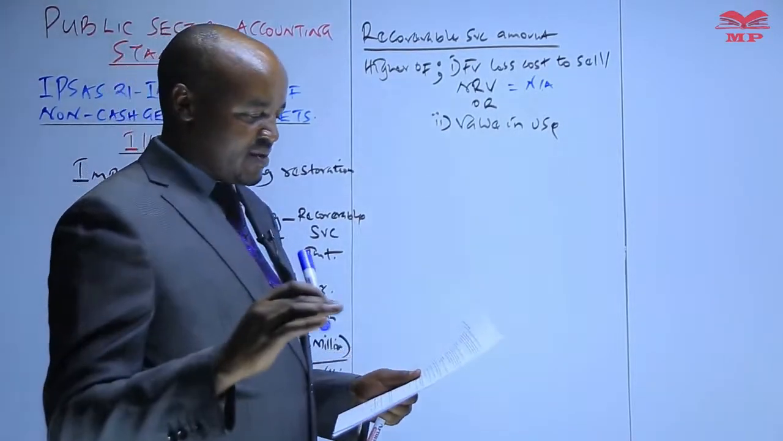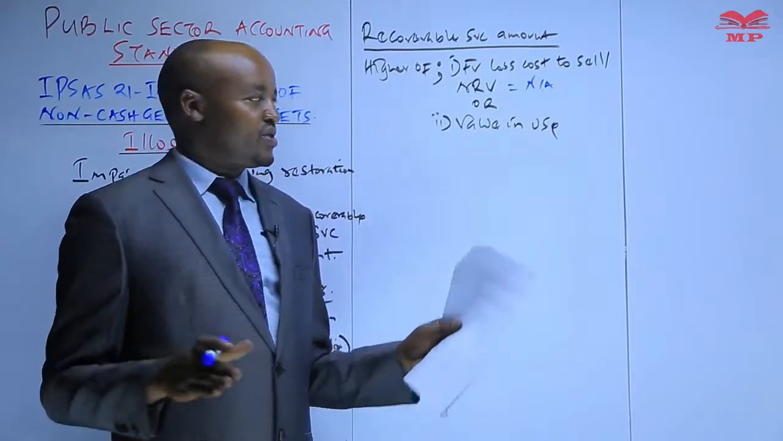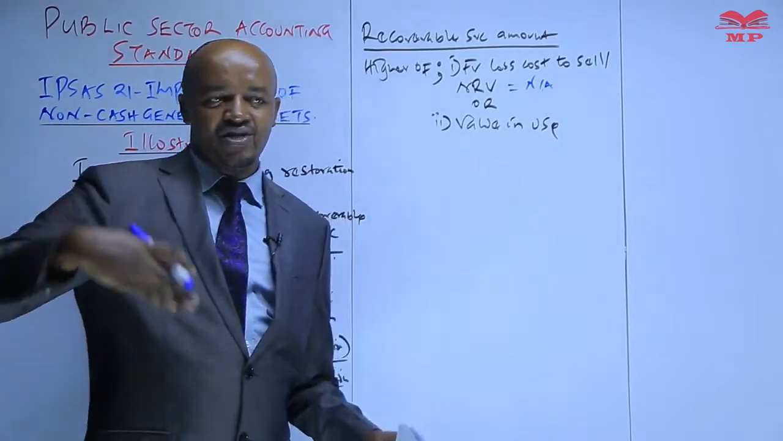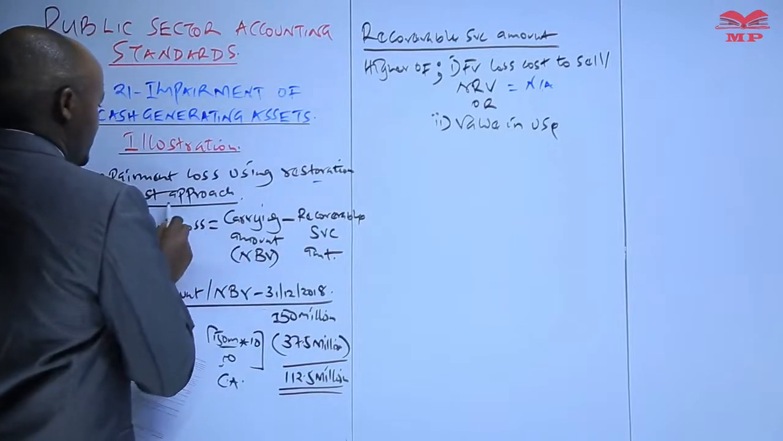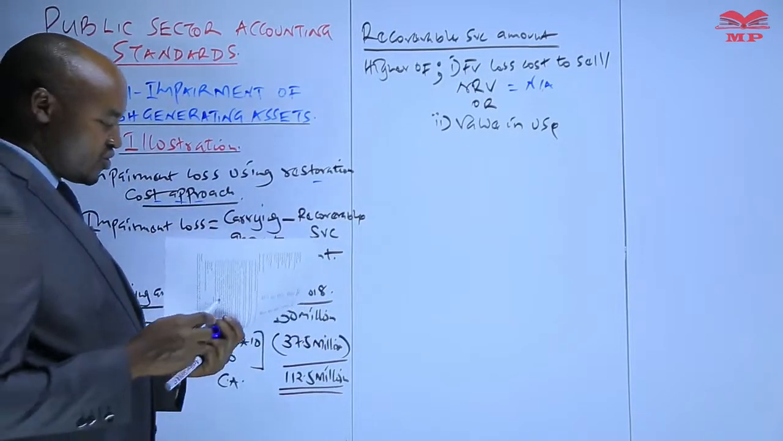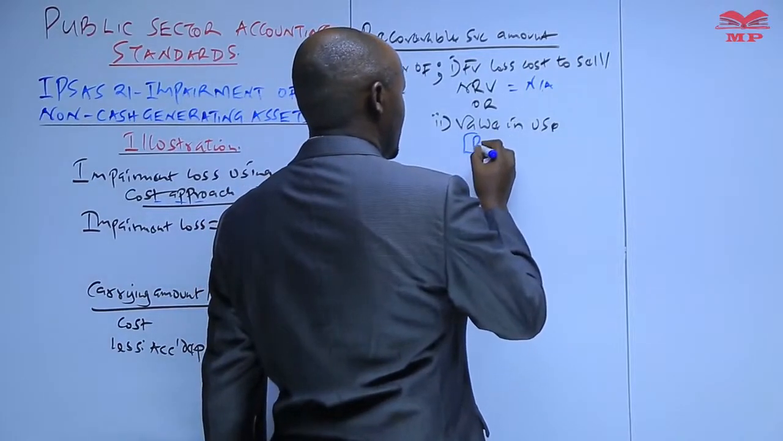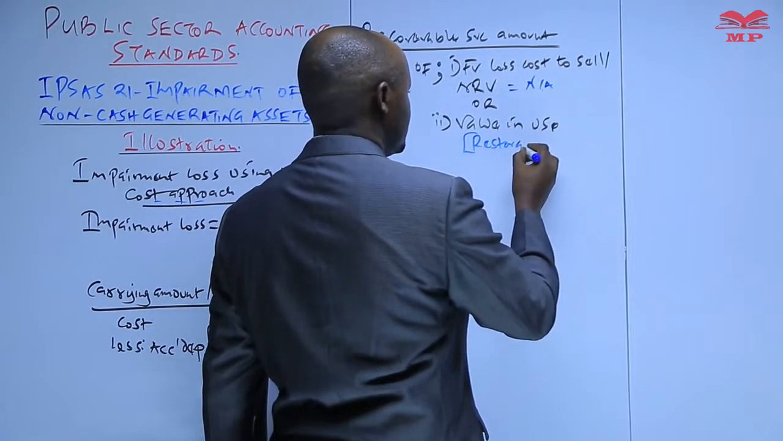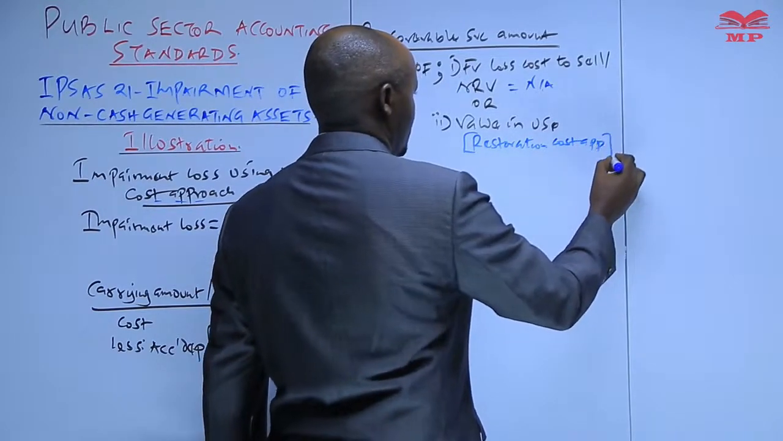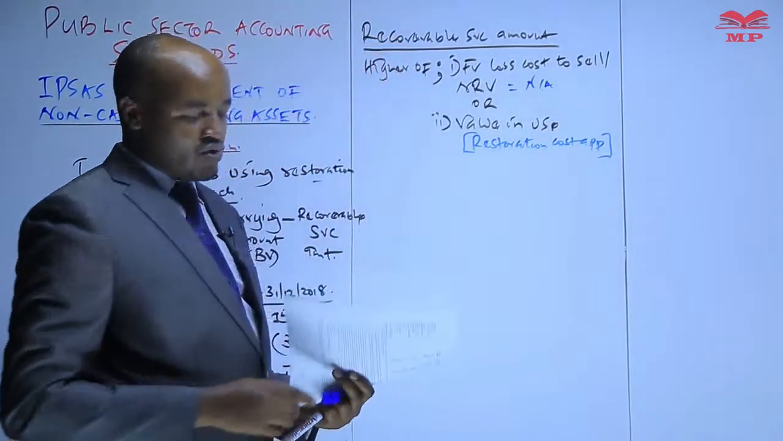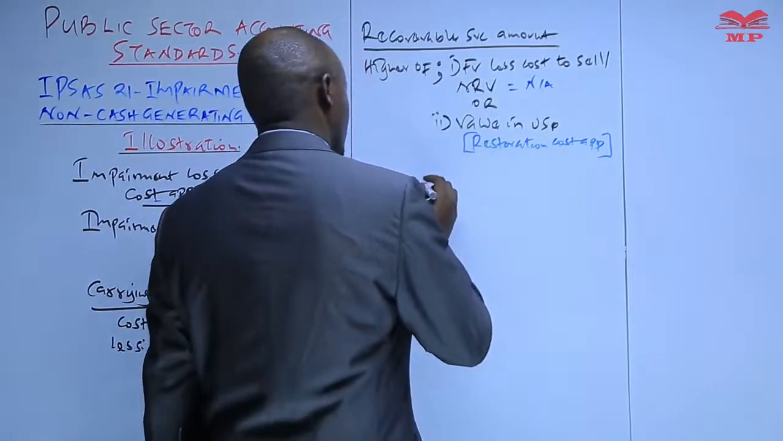Now, remember in our previous session, we said we have three methods, three approaches which can be used to determine the value in use. But in this question, the examiner is requiring us to do that using a method known as the restoration cost approach. So we are determining the value in use using the restoration cost approach. So how do we determine the value in use under the restoration cost approach?